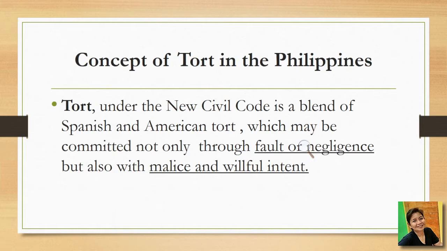On the other hand, to retain the Spanish concept of culpa aquiliana or quasi-delict, Article 2176 of the same code provides that whoever by act or omission causes damage to another, there being fault or negligence, is obliged to pay for the damage done. Such fault or negligence, if there is no pre-existing contractual relation between the parties, is called a quasi-delict and is governed by the provisions of this chapter.